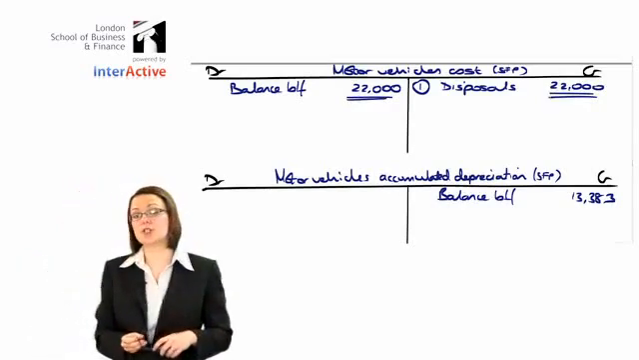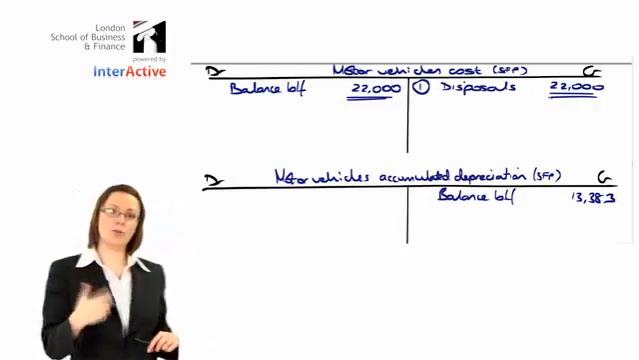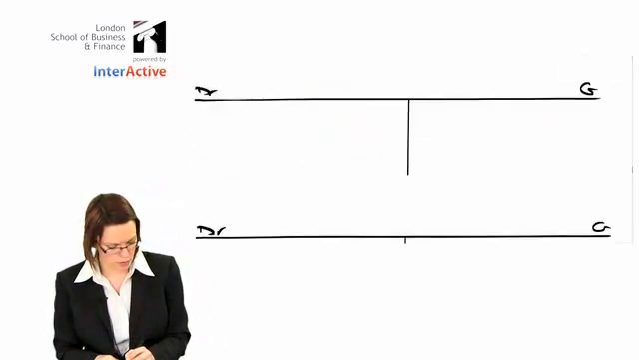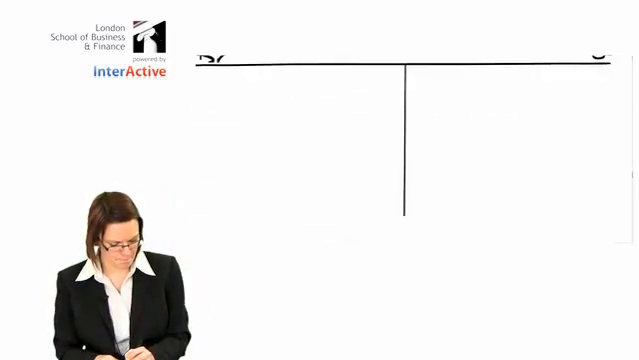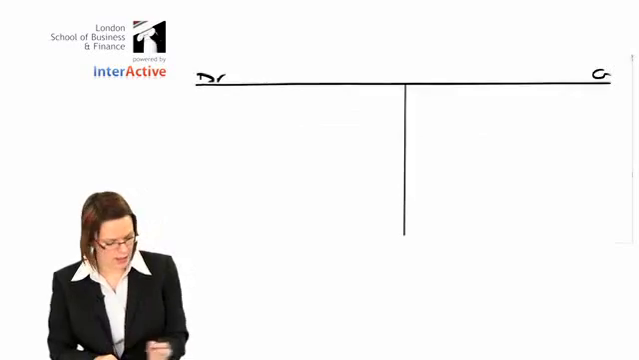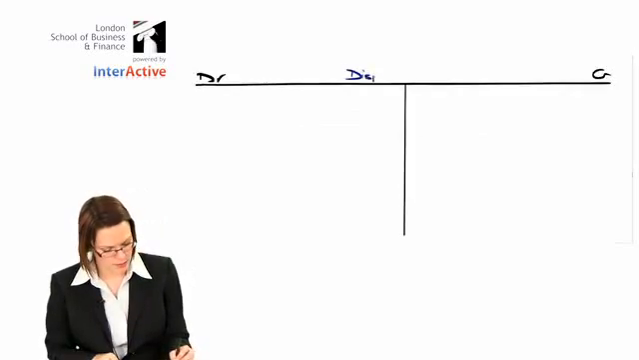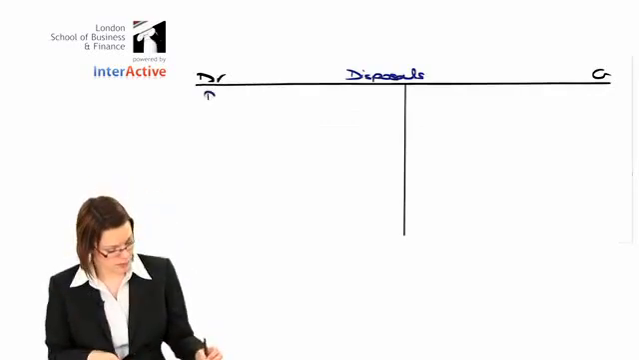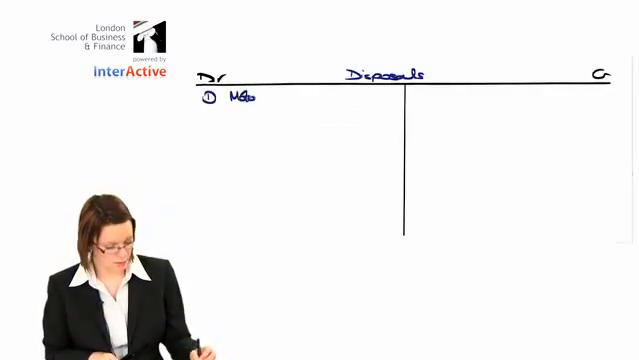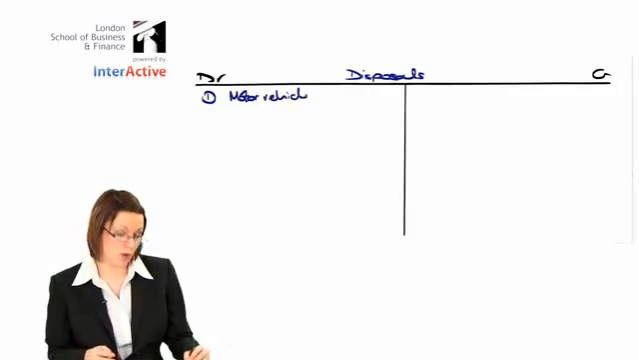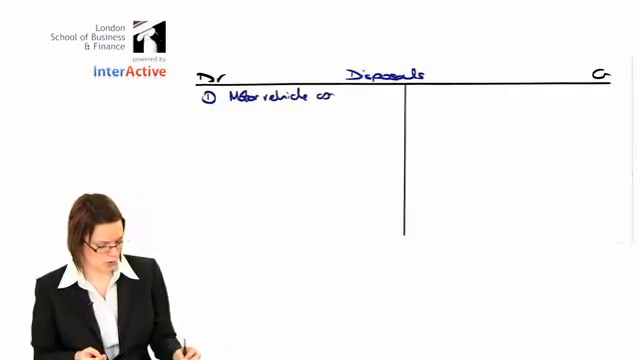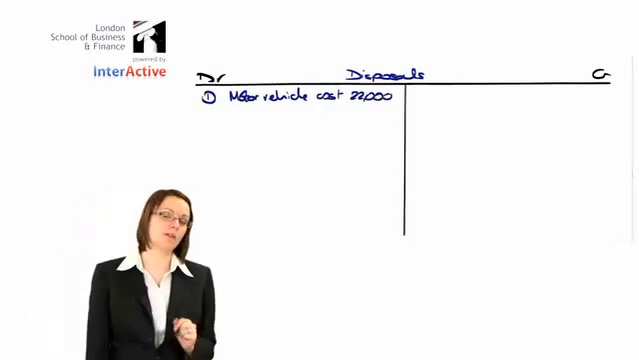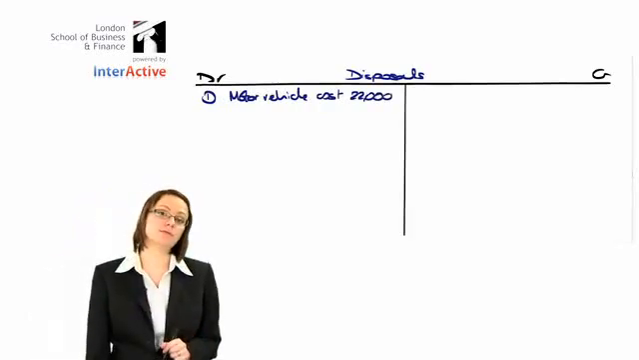We said the debit was going to disposal, so we're going to have to open up a third ledger account called disposals. There we go. So, disposals, with step 1 being the motor vehicle cost of 22,000. So that's step 1.